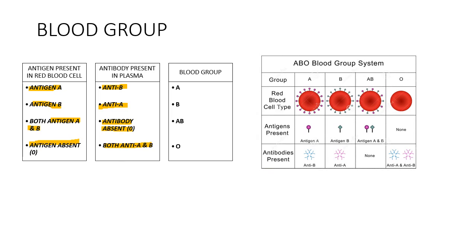The antigen decides our blood group. If we have antigen A, we will have blood group A. If we have antigen B, we will have blood group B. If you have both antigen A and B, your blood group is going to be AB. And if you have no antigens present, your blood group is going to be O.